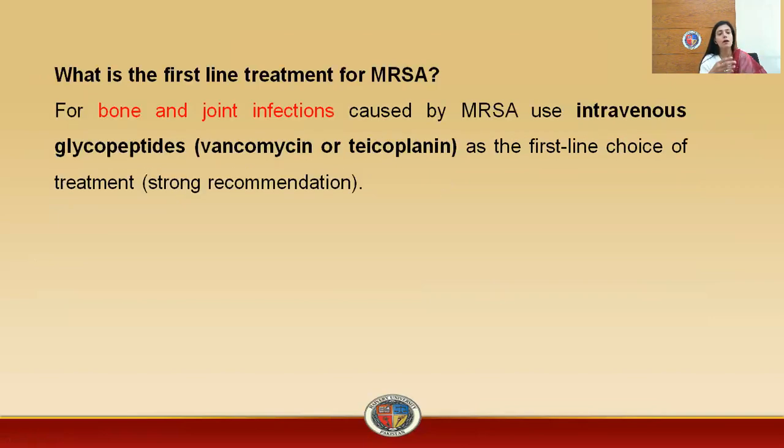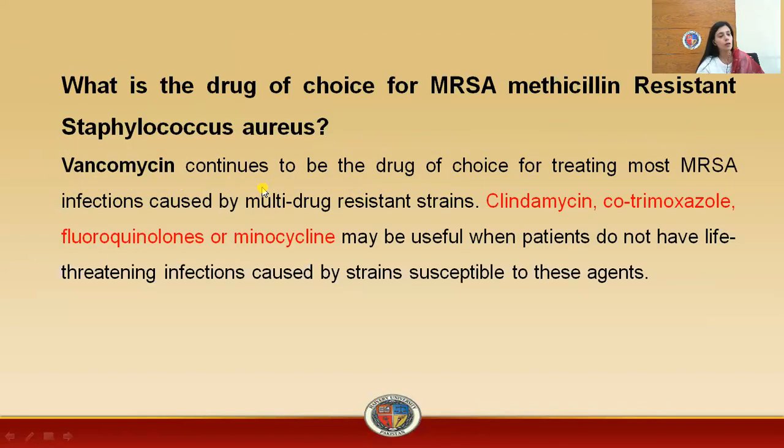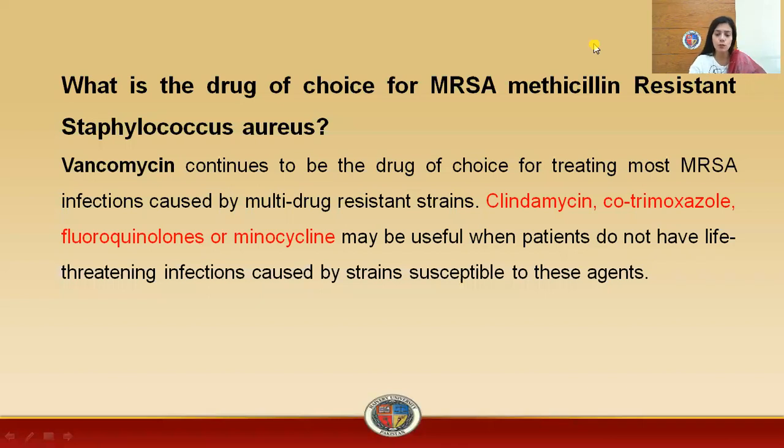Now, what are the drugs of choice? What is the first line treatment for MRSA? When you research the articles on the internet, you will find that for severe infections like bone or joint infections, intravenous glycopeptides are the first choice for treatment. What are the examples of intravenous glycopeptides? These are vancomycin and teicoplanin. What are the other drugs which you can use for this? As we have already discussed, examples include clindamycin, clotrimazole, and fluoroquinolones, and minocycline can also be used for MRSA.